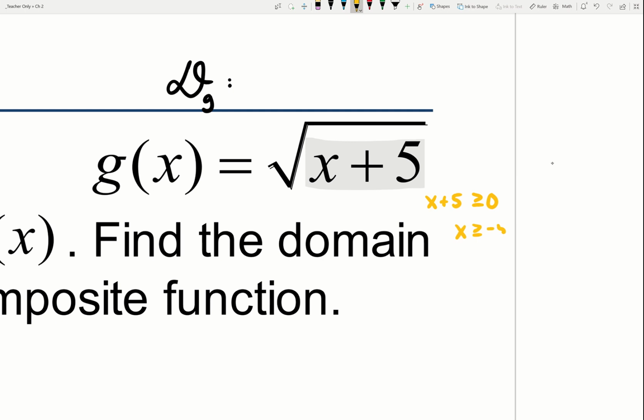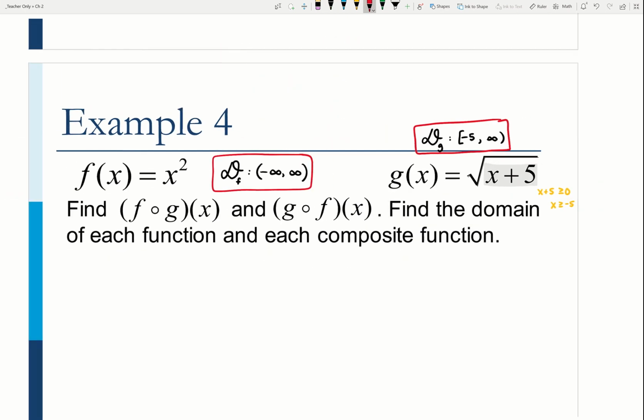X would have to be greater than or equal to negative 5, I should say, okay? And so what that would look like, of course, is just going to be that interval starting at negative 5 and including it, because we can be equal to it, all the way to positive infinity, and that is going to represent the domain of that function g, okay?